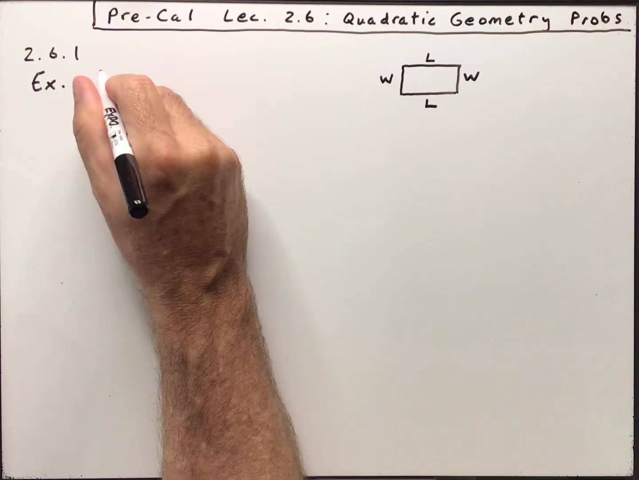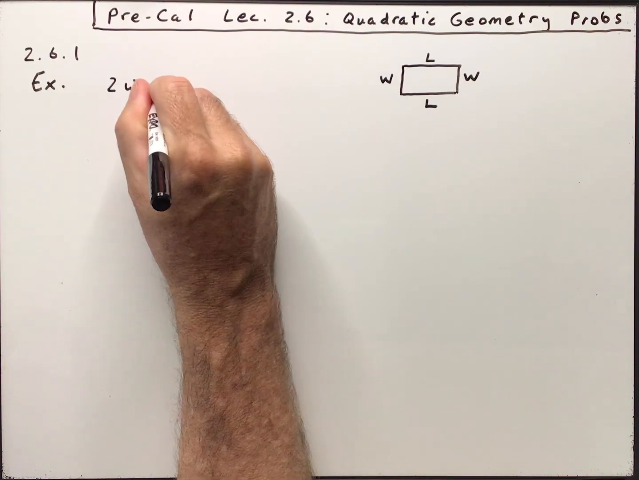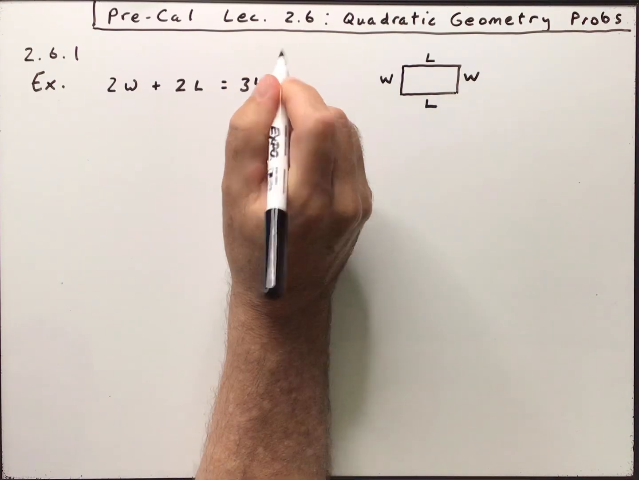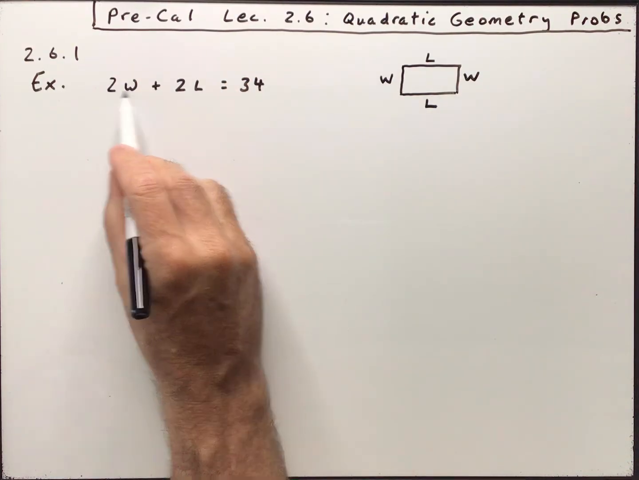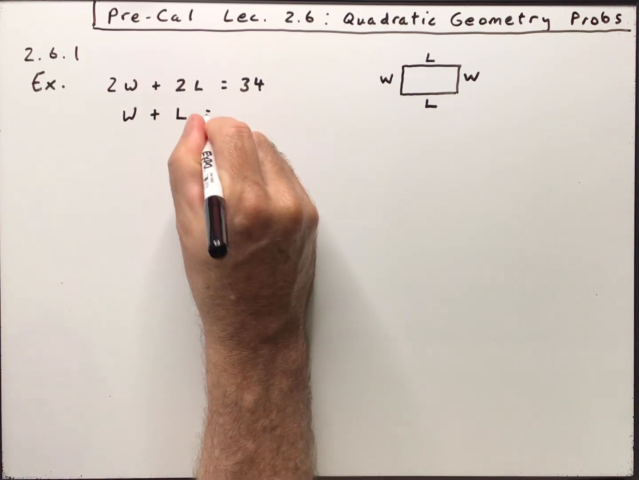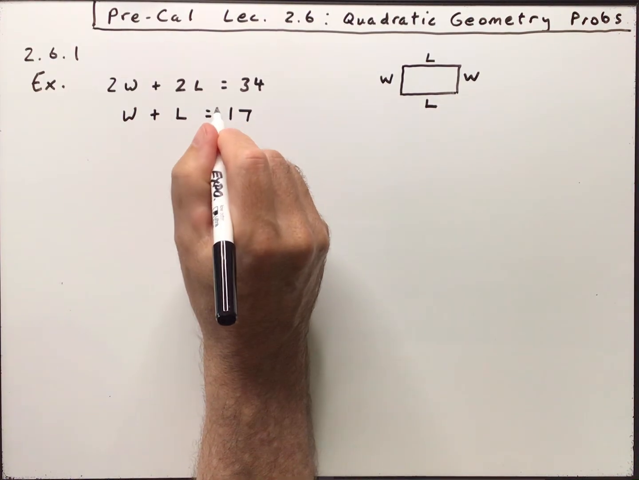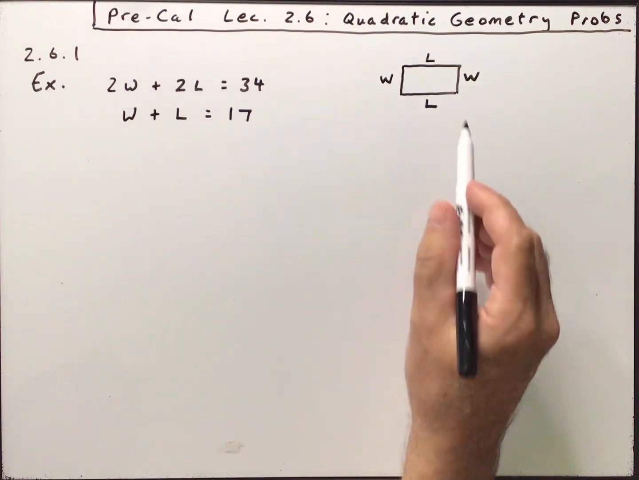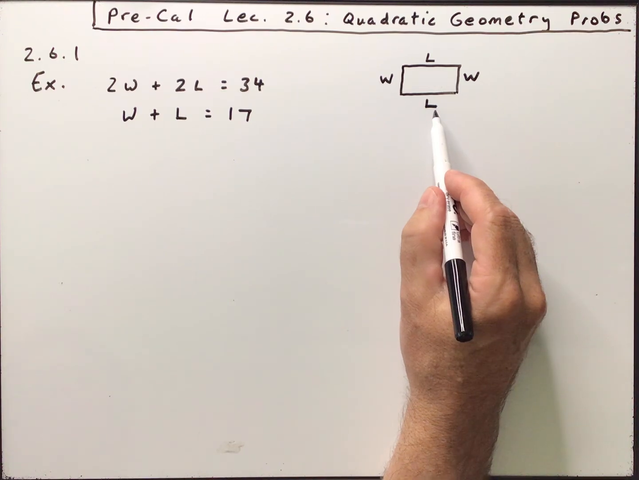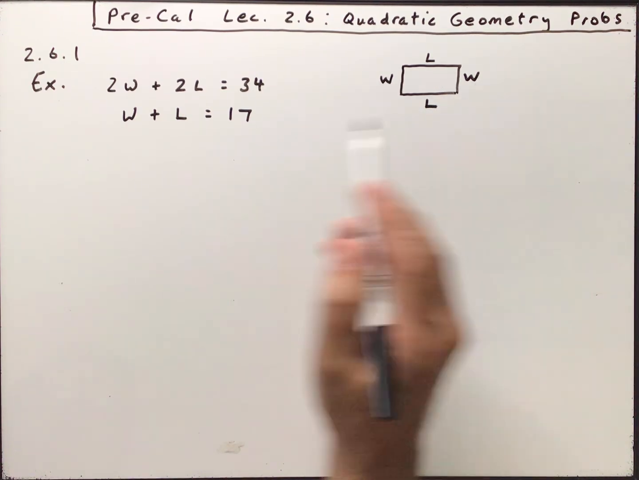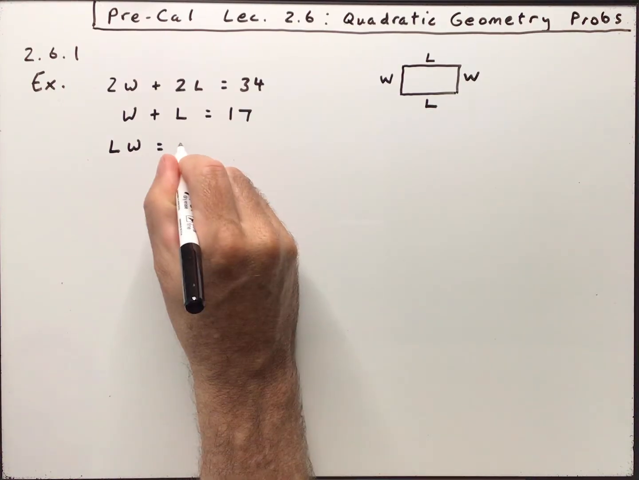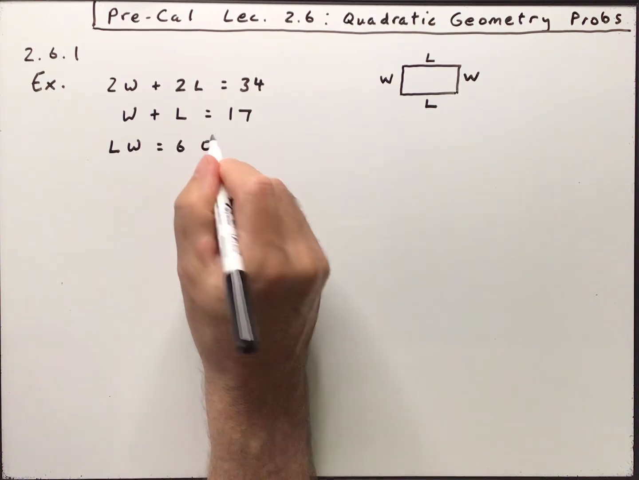So I'd have 2W plus 2L is equal to 34. Now I can simplify that if we want, divide both sides by 2, and we would have W plus L is equal to 17. Now we also know that the area is 60 square feet. Well, area is length times width, so we'd have an equation LW is equal to 60.